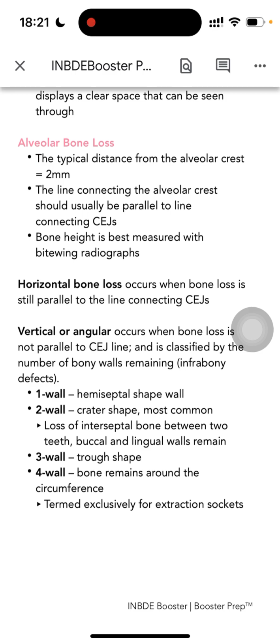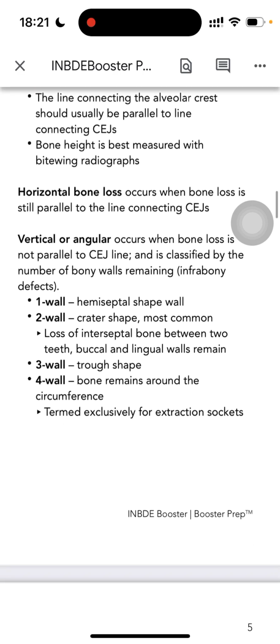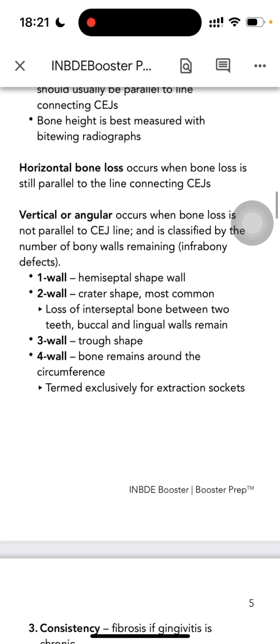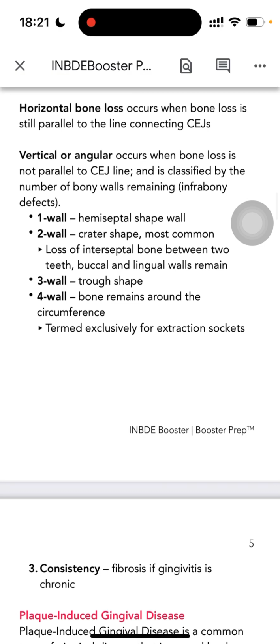Horizontal bone loss occurs when bone loss is still parallel to the line connecting the CEJs. Vertical or angular loss occurs when bone loss is not parallel to the CEJ line and is classified by the number of bony walls remaining. Infrabony defects: 1 wall, hemiseptal shape; 2 wall, crater shape, the most common, loss of interdental bone between 2 teeth where buccal and lingual walls remain; 3 wall, trough shape; 4 wall, bone remains around the circumference.